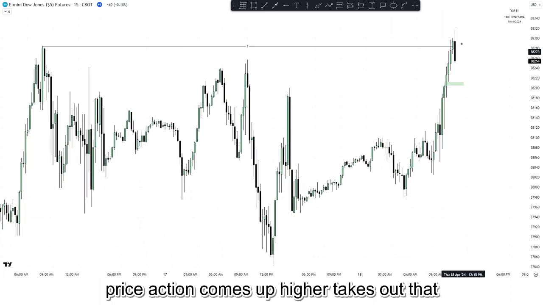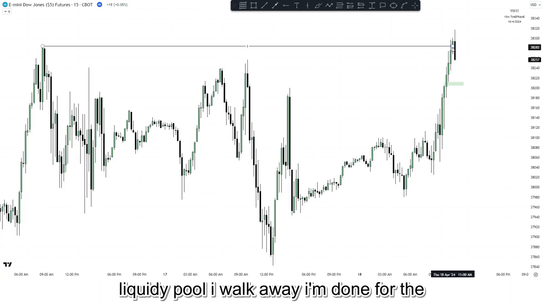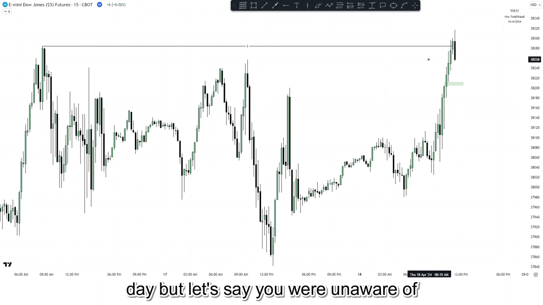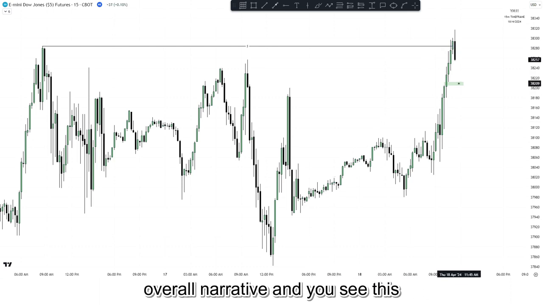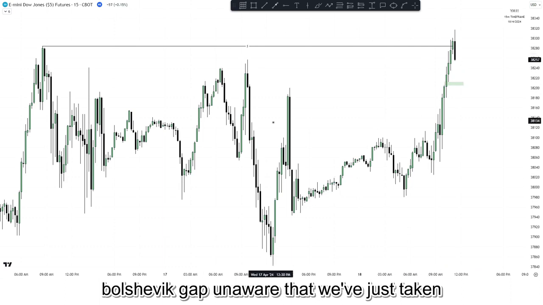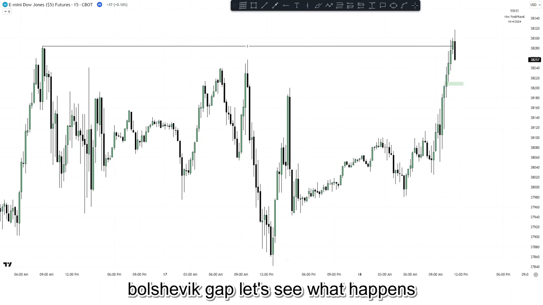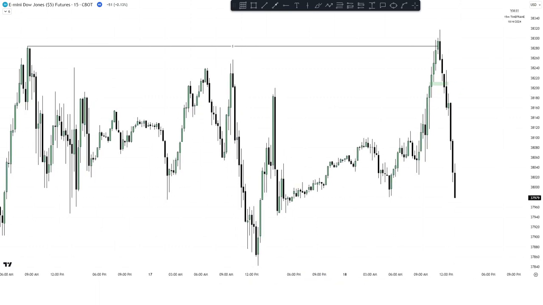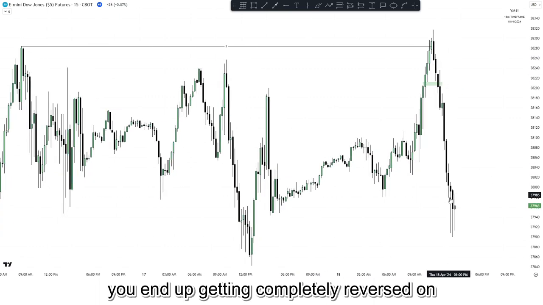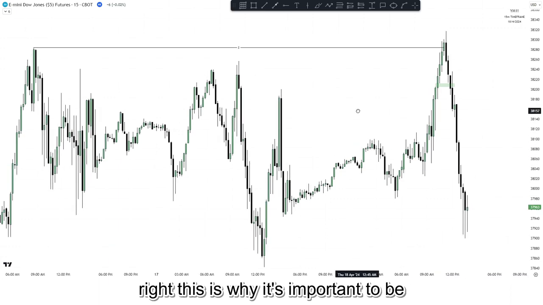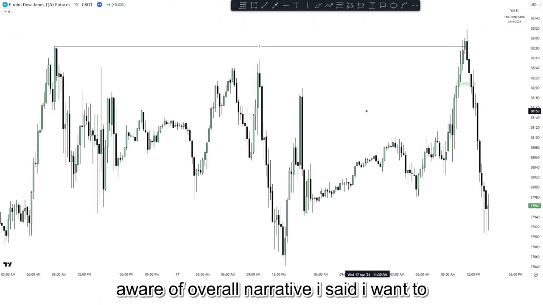Price action comes up higher, takes out that liquidity pool. I walk away, I'm done for the day. But let's say you were unaware of the overall narrative and you see this bullish fair value gap, unaware that we've just taken out liquidity, and you try to go long inside this bullish fair value gap. Let's see what happens. You end up getting completely reversed on, right? This is why it's important to be aware of the overall narrative.